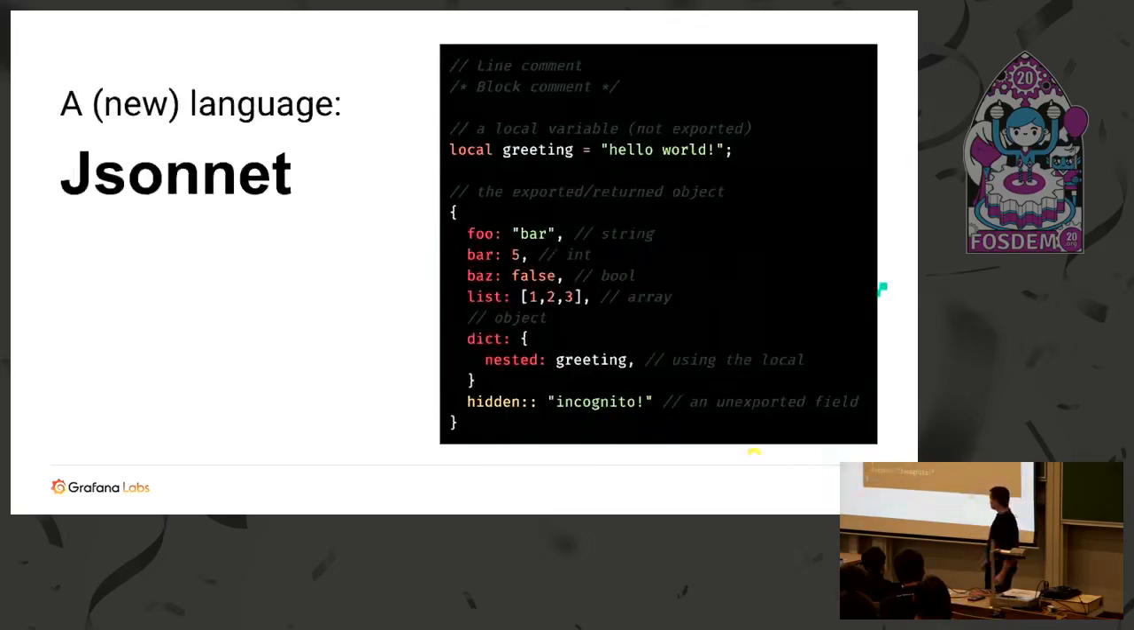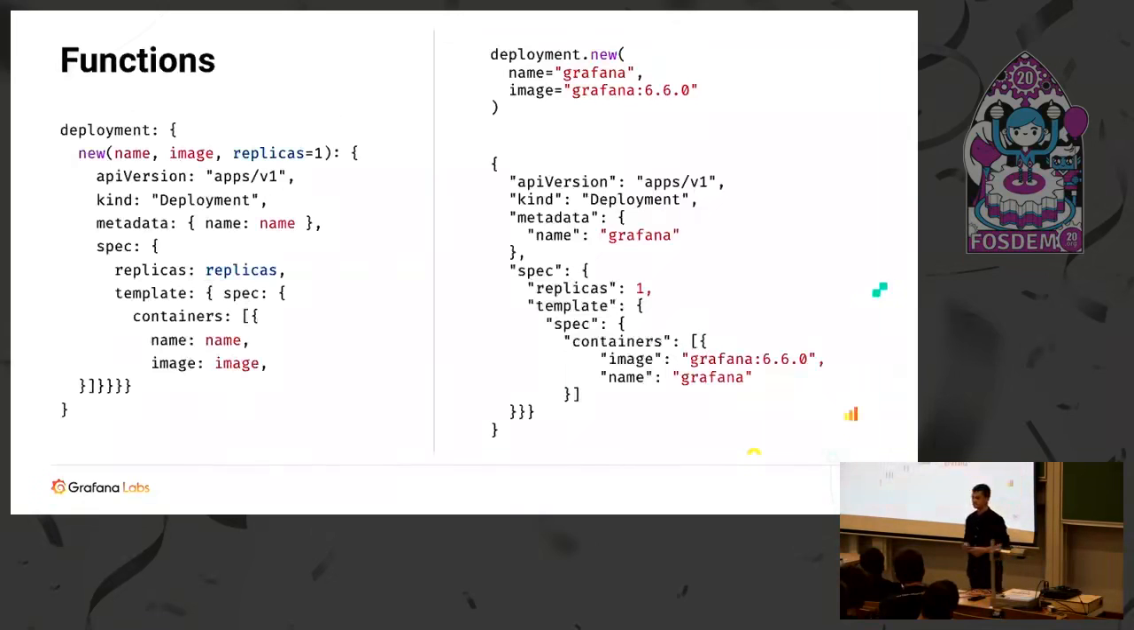So, we looked around a bit further and found out that there is something called Jsonnet from Google. It's basically JSON, but with additions. Like, it supports comments, it supports variables, it supports hidden fields, and it supports a pretty big set of common language features, which I will show in the next slides.